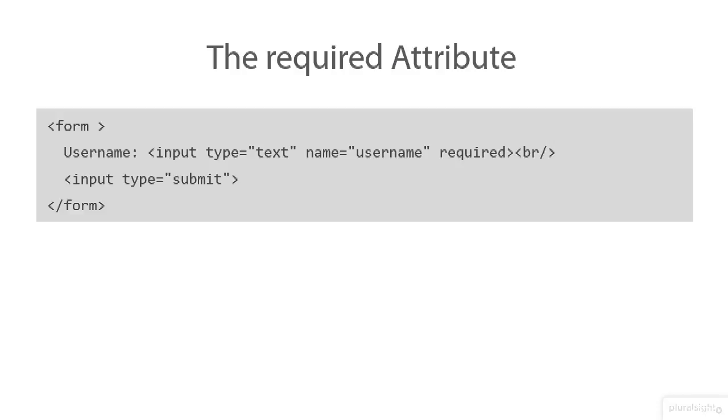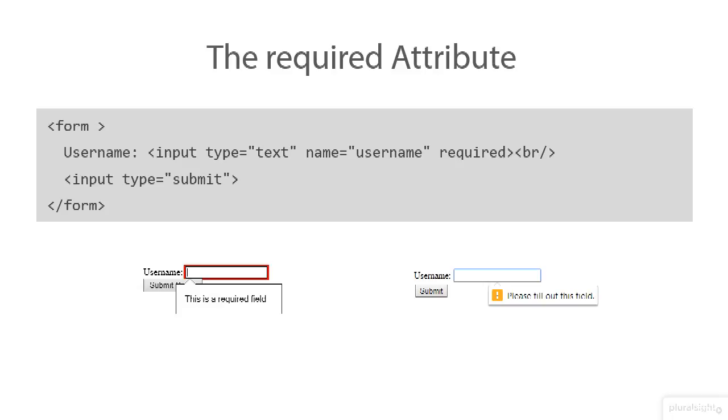HTML5 also comes with the required attribute. This attribute, unlike the pattern attribute for example, requires no value. We just add it onto the input. When this attribute is added, you specify that the form shouldn't be possible to submit without the user having entered a value for this input. Now when the user does try to click on the submit button to submit the form, the empty required fields will be marked, again dependent on the browser. And you can see that here in the screenshots on the slide.